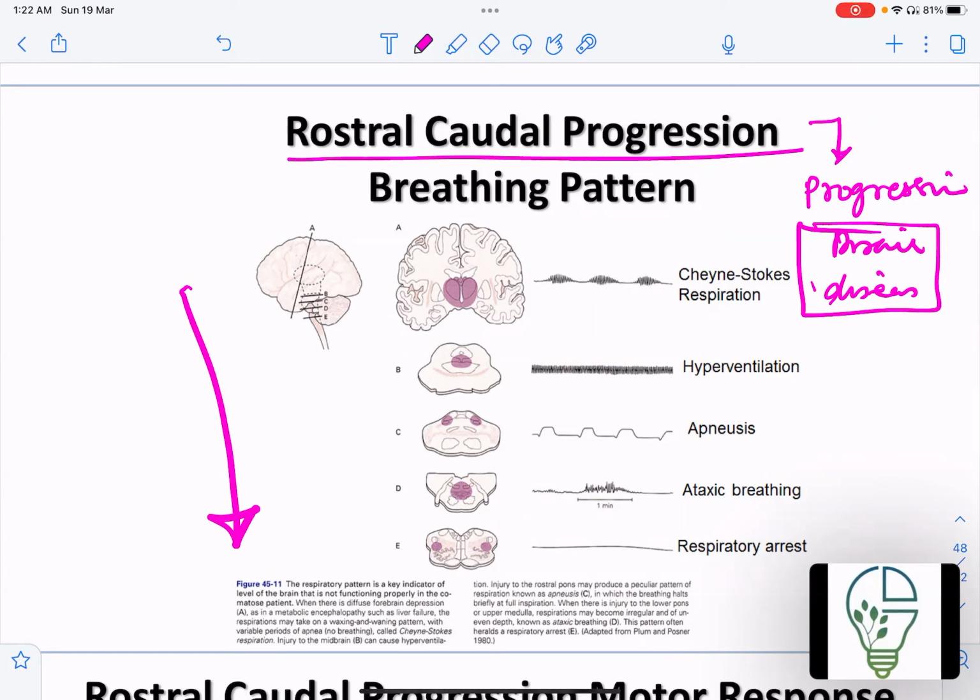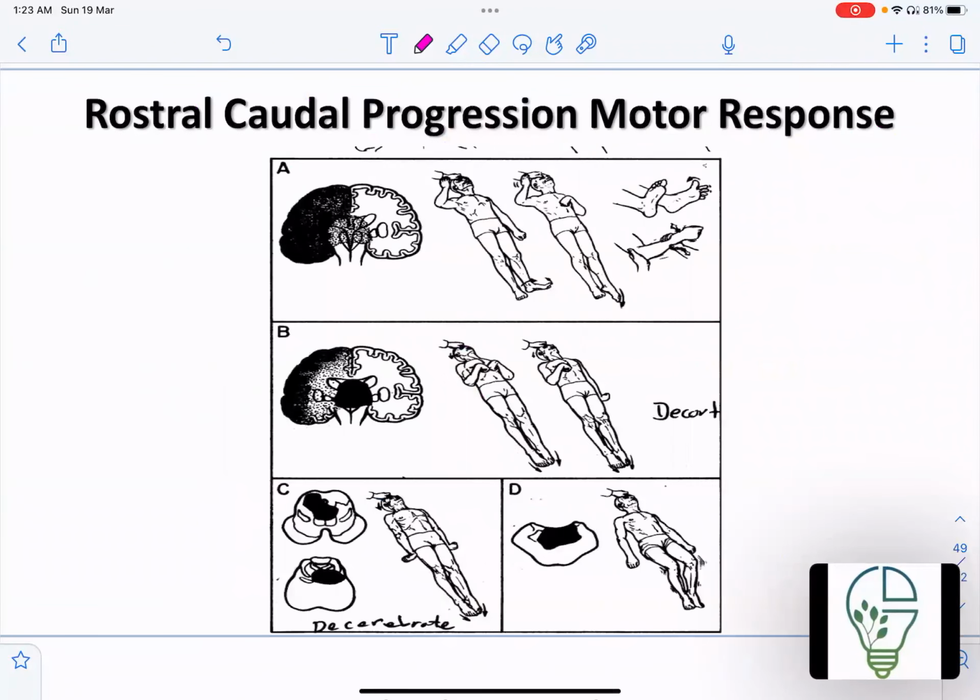So when we have the Cheyne-Stokes pattern of breathing, we know that the injury was supratentorial, right? It was right about here. So as we go down and the injury level increases, it becomes hyperventilation, and then ataxic breathing, and then done. But when you reach the midbrain, it becomes respiratory arrest, and that's it. The patient can no longer breathe on their own. So it's just a progression of the brain disease itself.